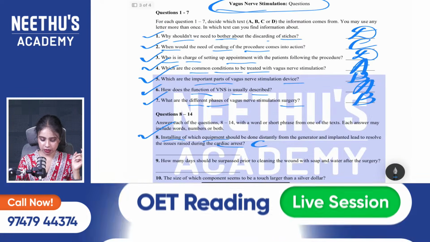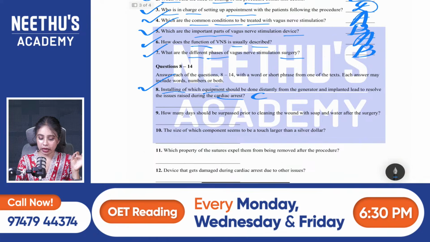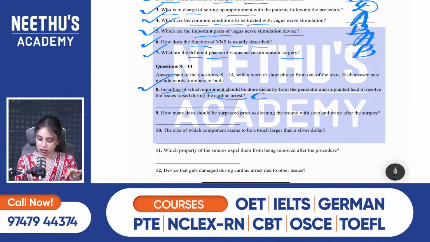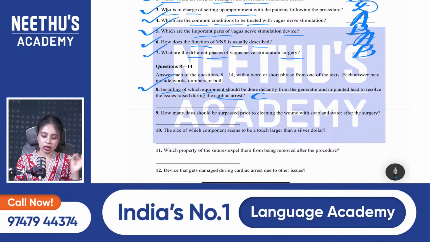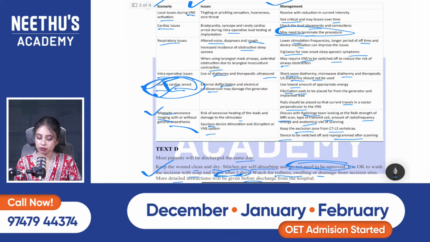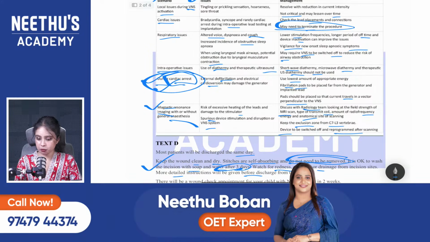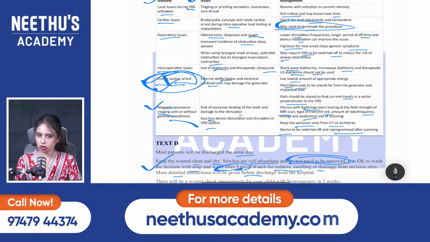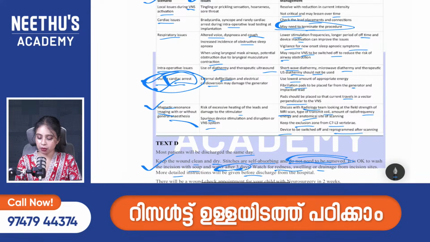And what is another keyword? Equipment. So installing equipment, cardiac arrest, right? Yeah. Excellent, Ganga. Answer is right. That is fibrillation pads from text C. When you write the answer, always be careful with the spelling, okay? Because fibrillation, F-I-B-R-I-L-L-A-T-I-O-N. Fibrillation, double L is there. Not a single L, double L. So fibrillation pads to be placed far from the generator.